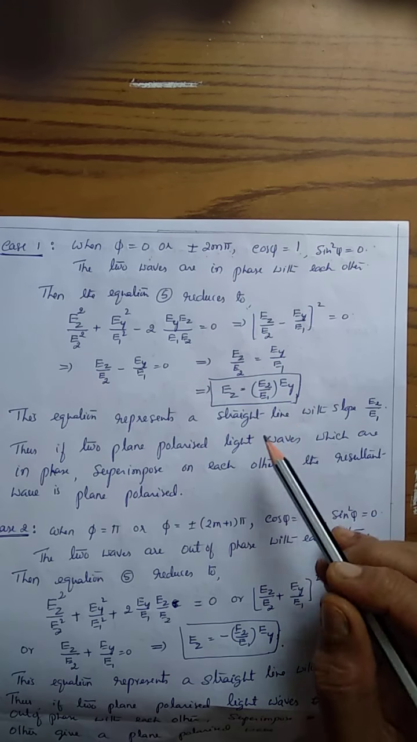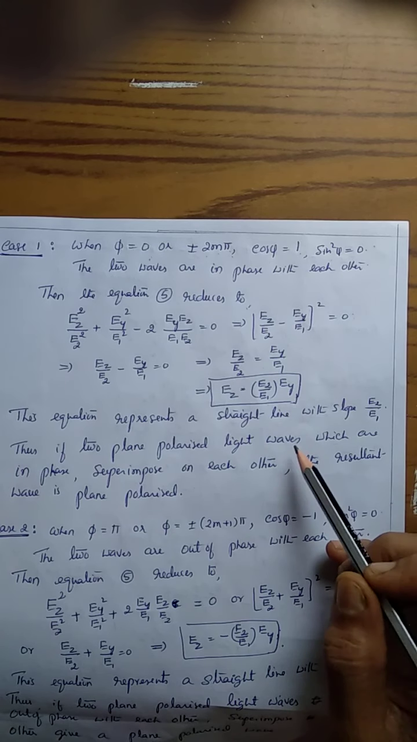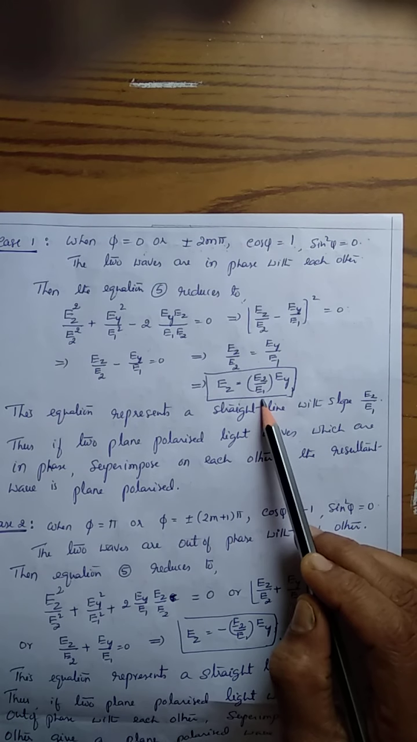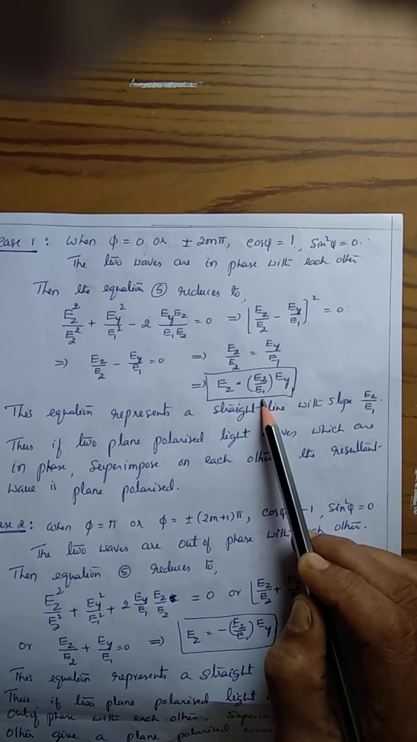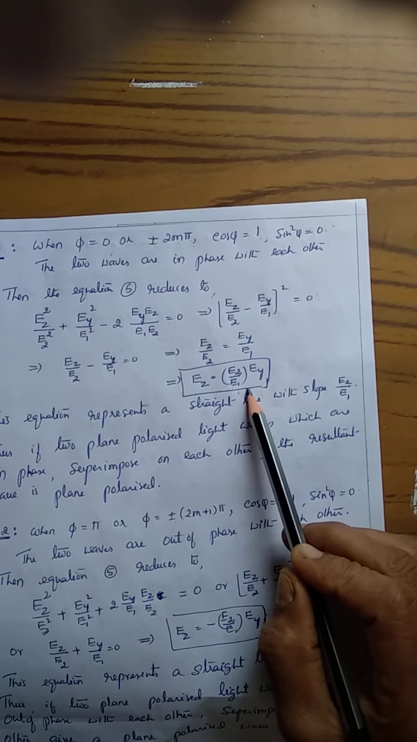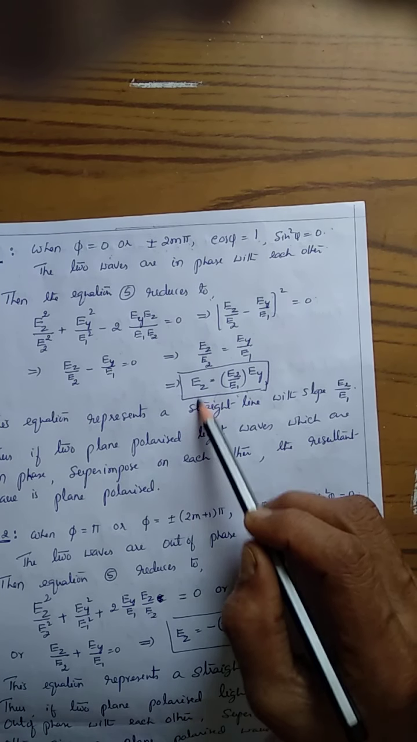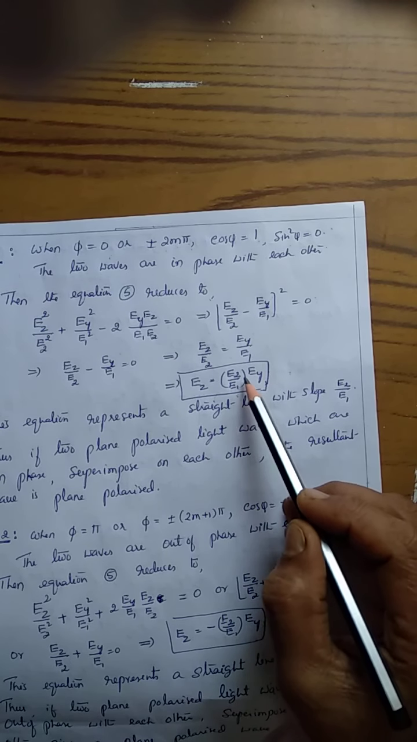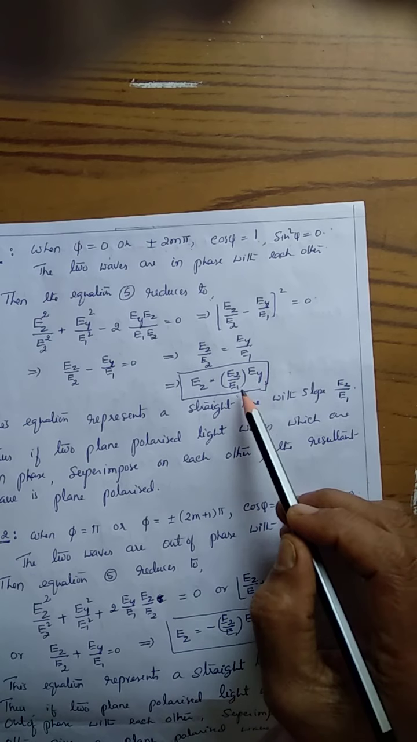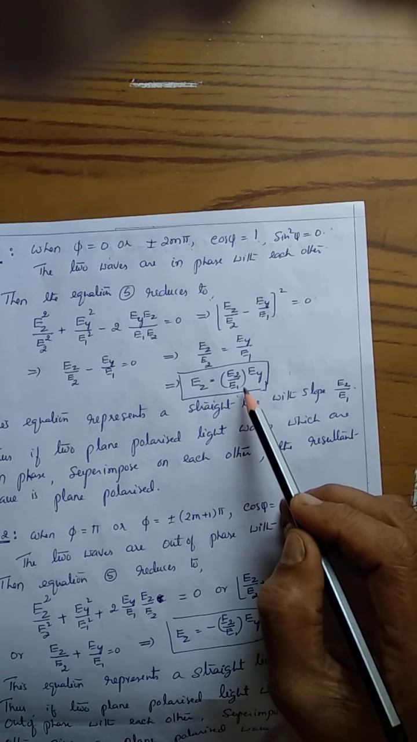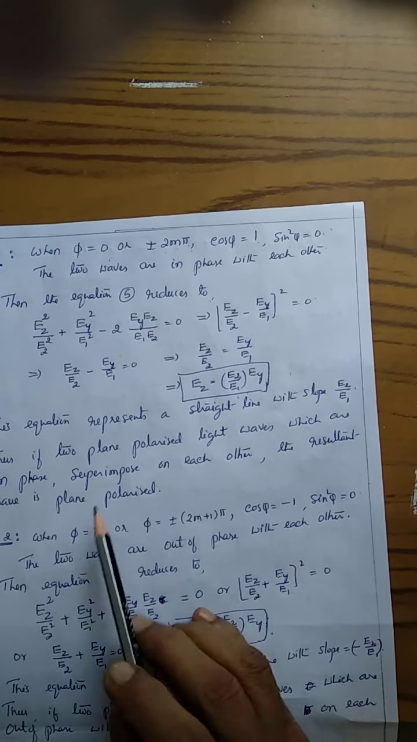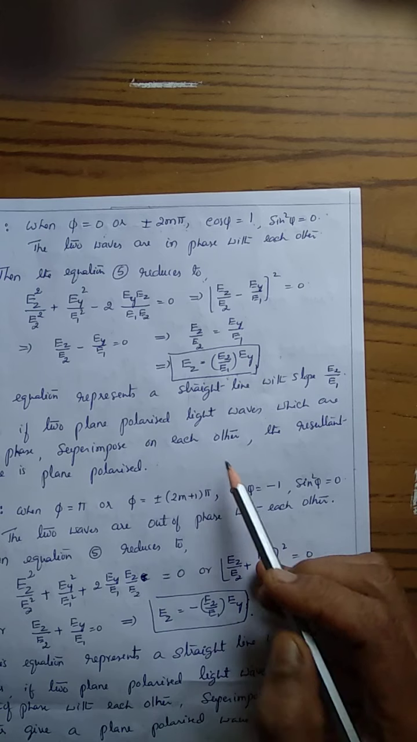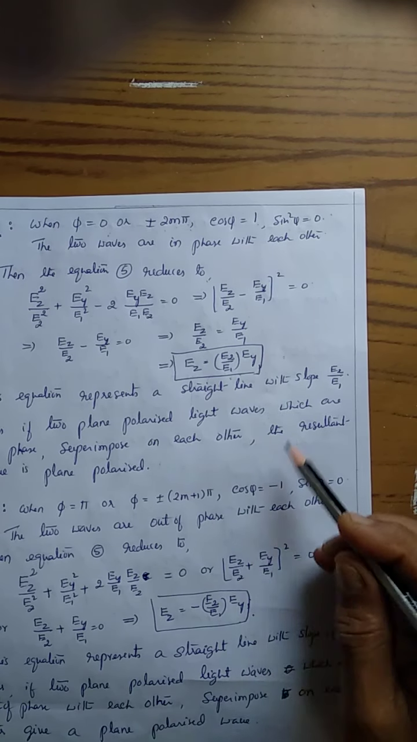E1 and E2 are the amplitudes of the two waves, so E2 by E1 is a constant. So this equation is nothing but the equation of a straight line, of the form y equal to mx plus c, with c equal to 0 here and m the slope. The slope of the straight line is E2 by E1, a positive slope. Thus, when two plane polarized light waves which are in phase are superimposed on each other, the resultant wave produced is plane polarized.